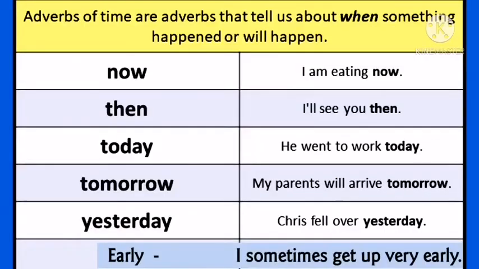Adverbs of time are adverbs that tell us about when something happened or will happen. Now, example, I am eating now. Then, example, I'll see you then. Today, example, he went to work today. Tomorrow, example, my parents will arrive tomorrow. Yesterday, example, Chris fell over yesterday. Early, example, I sometimes get up very early.